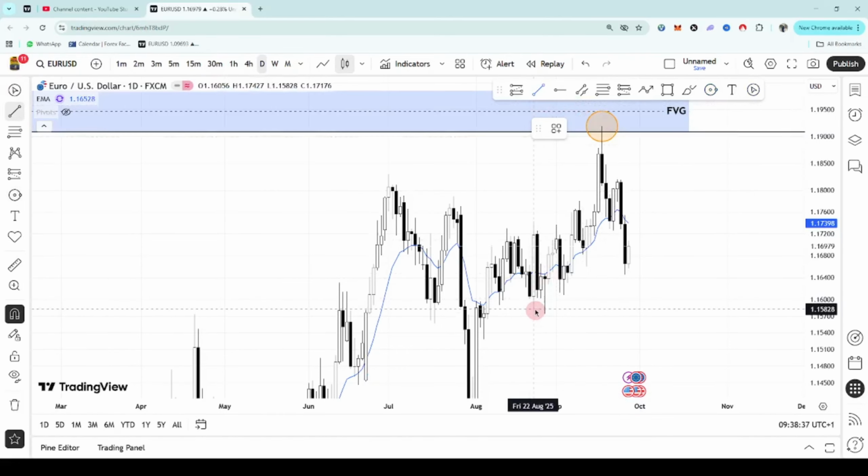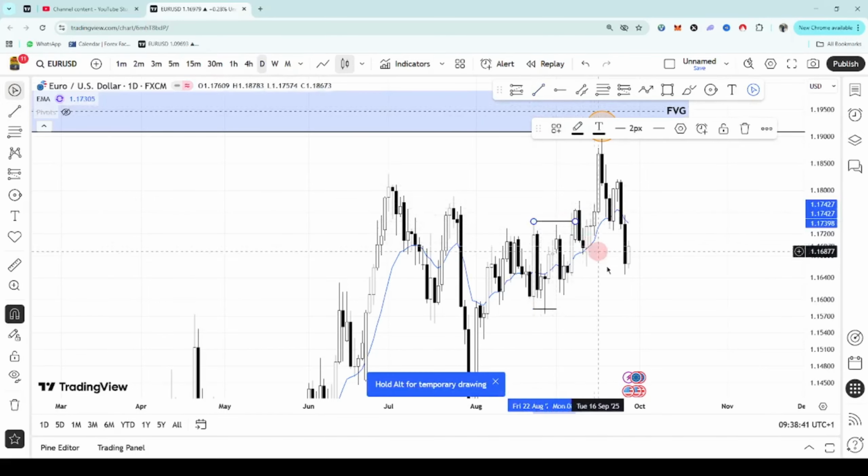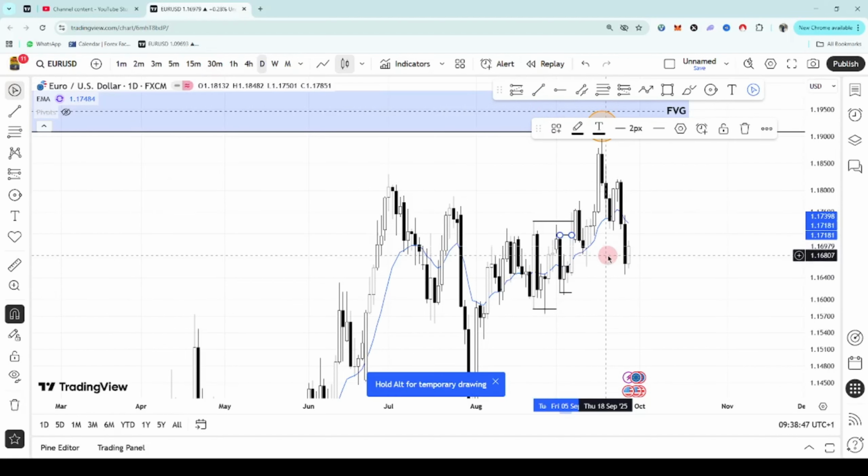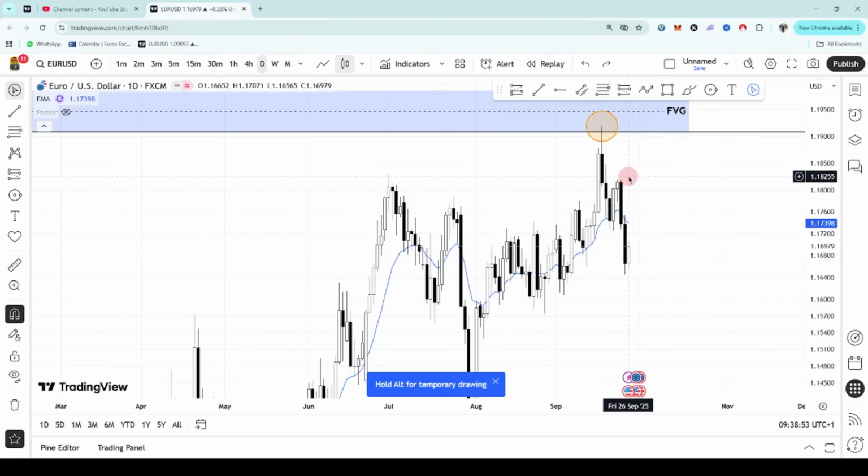Before that, we can see that we had multiple continuation CRTs. That's CRT in line with the direction of the market. We had multiple continuation CRTs, which price was creating for us in line with the current direction of the market. But at this point now, we are expecting a reversal. So we are now looking for a reversal signal.